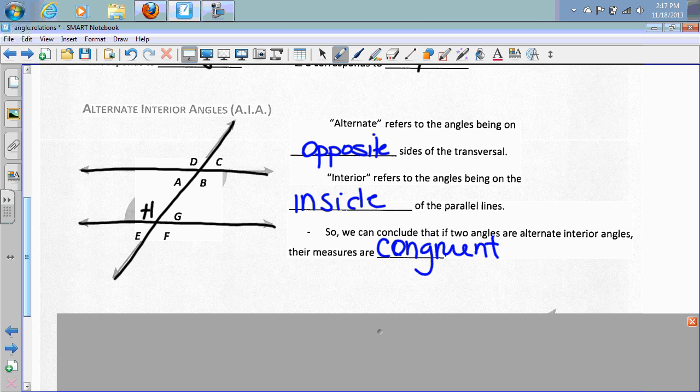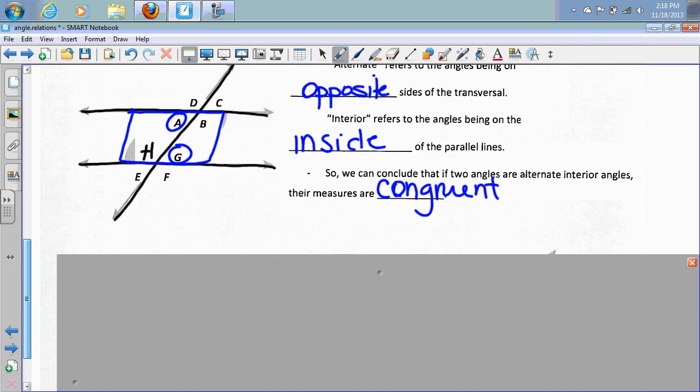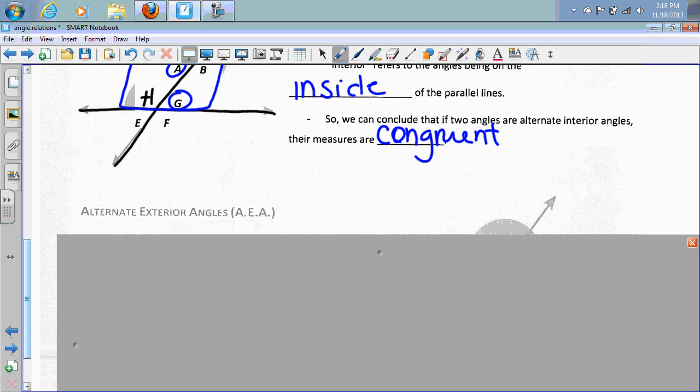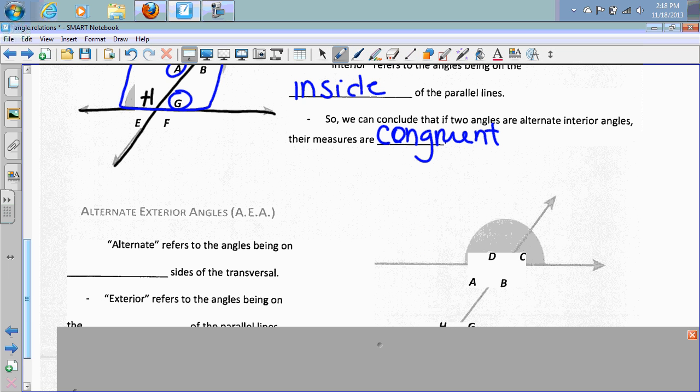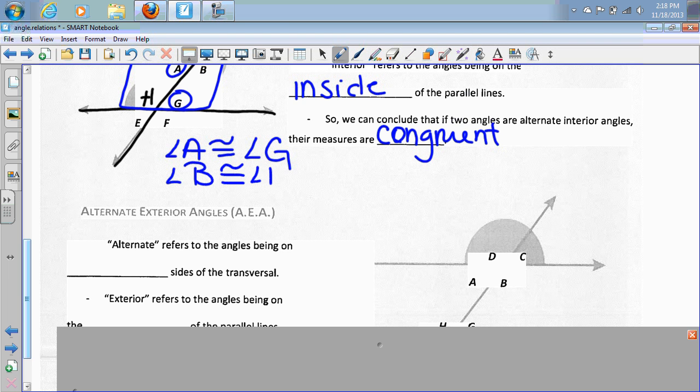Okay? So inside the parallel lines, that's here, opposite sides of the transversal. A is inside, G is inside. A and G are going to be congruent, which means that B and H are also going to be congruent. So angle A is congruent to angle G, and angle B is congruent to angle H.